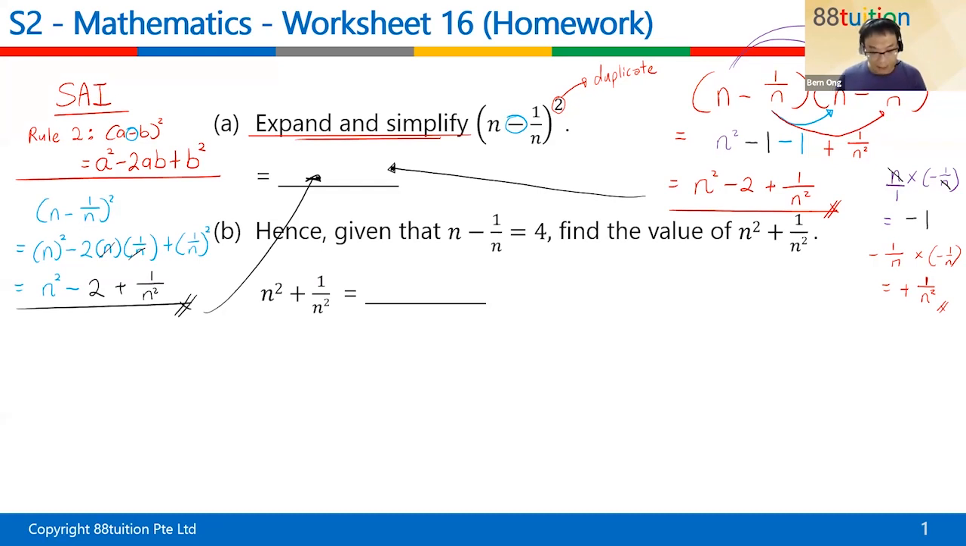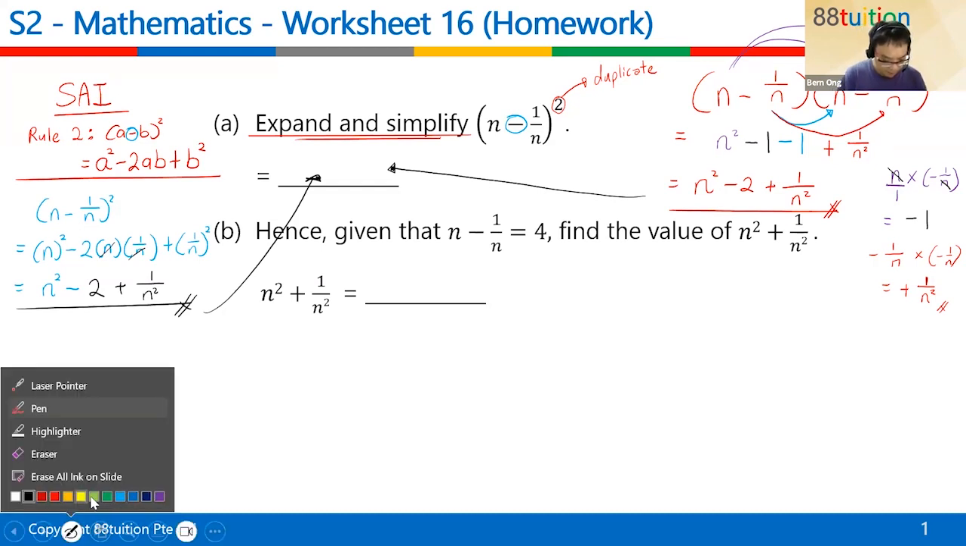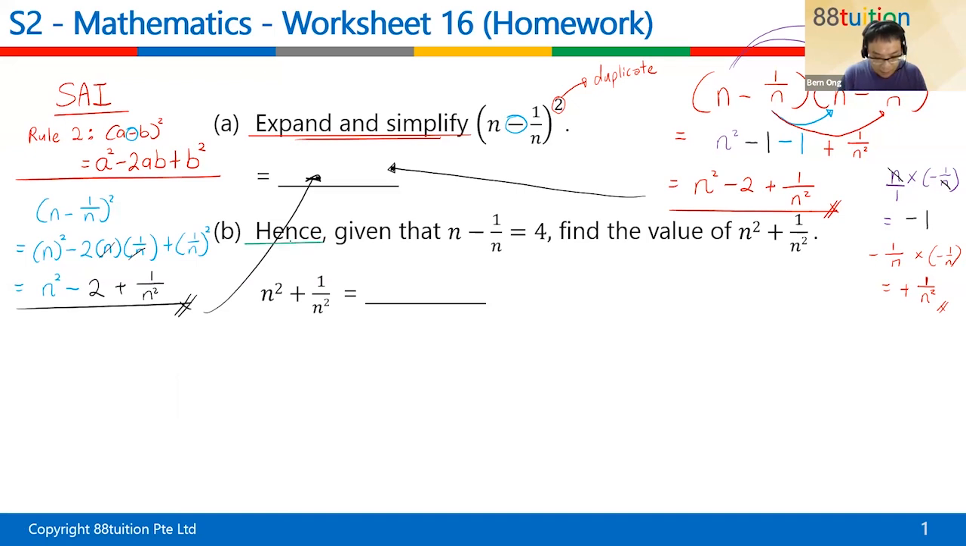Now, part B, do you see the word hence? The meaning of hence is you have to relate to part A. So given that n minus 1 over n is equal to 4, find the value of n squared plus 1 over n squared.